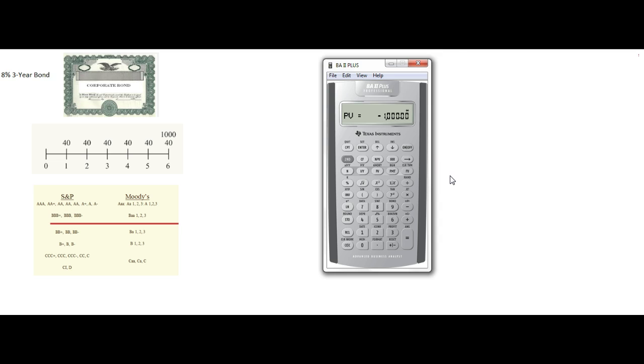So we require a 10% return per year. That's 5% every 6 months. So we put in 5 I, then compute PV, and we learn that we should pay $949.24 to buy this bond. $1,000 minus $949.24 is $50.76 worth of discount. We should also include brokerage fees, but this stuff is already complicated enough. So let's pretend like my brother-in-law sold me the bond and he didn't charge me any brokerage fees.